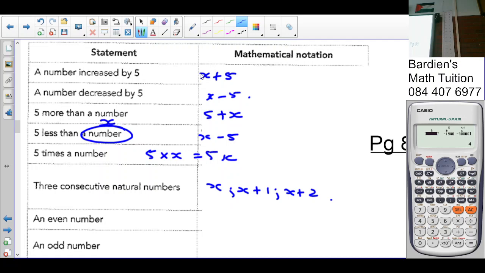An even number. 2. That is an even number. But in general terms, an even number would be x plus 2. Now what if x is 3? 3 plus 2 is 5. But if x is 1, or if x is 3, it's odd. Why don't you say odd number? Say odd number. But the question says an even number.